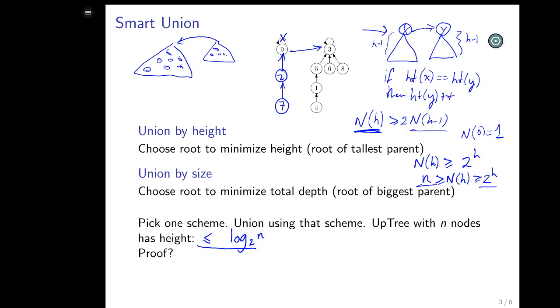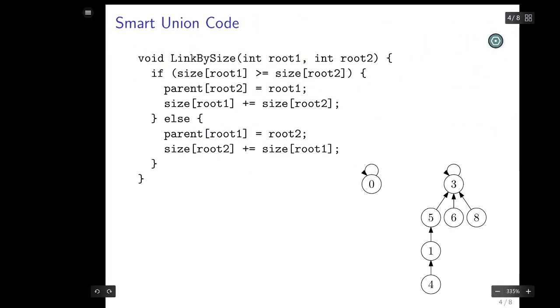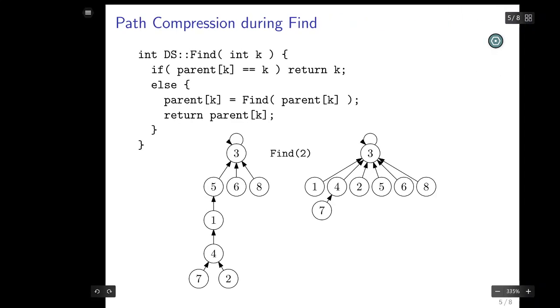I mean, I'm happy with the log base 2 of n, but the people that wrote about disjoint set structures were not happy about it. They came up with another scheme. So, this is the smart union code. You don't need to see this. They came up with a second thing, which is called path compression.